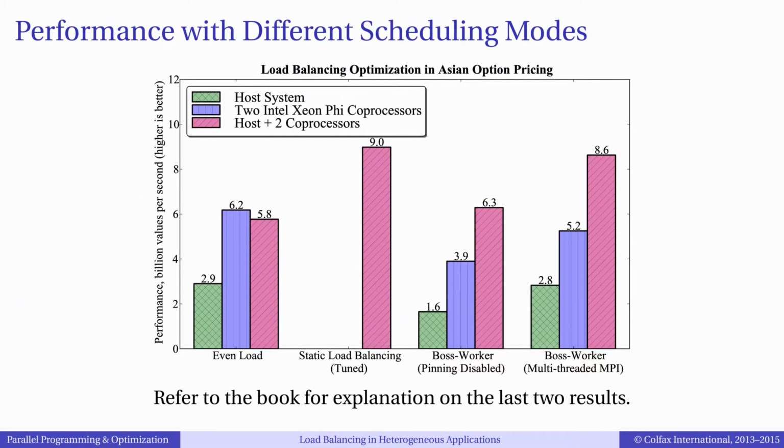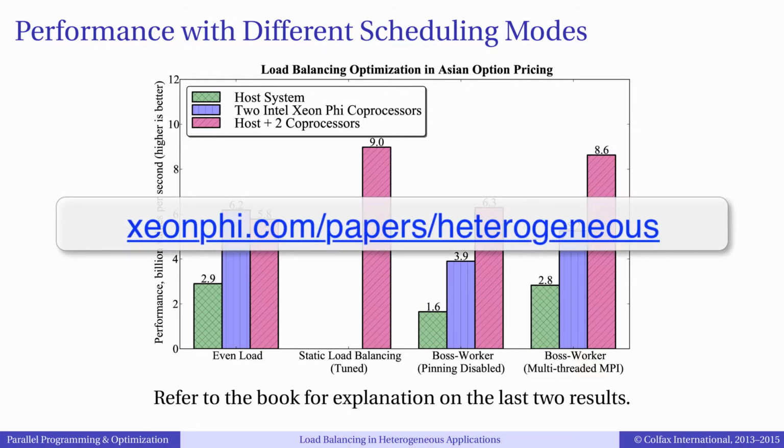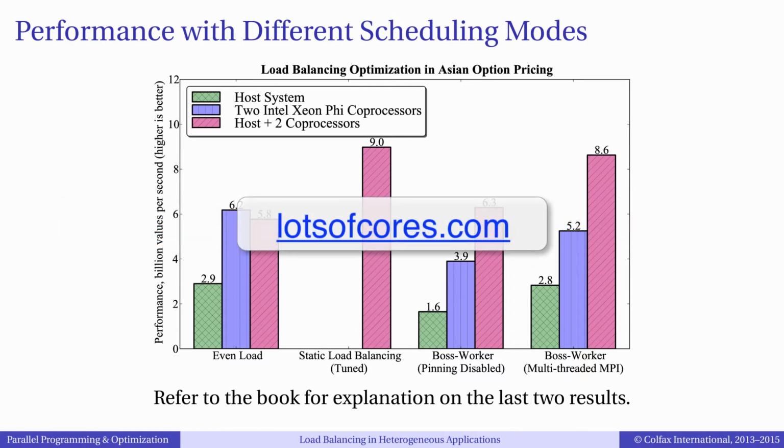Additionally, for information on Asian option pricing and for a case study on heterogeneous computing with homogeneous code, refer to the Colfax research publication at the URL xeon5.com/papers/heterogeneous. This study is also available as a chapter in the first edition of the High Performance Parallelism Pearls book.